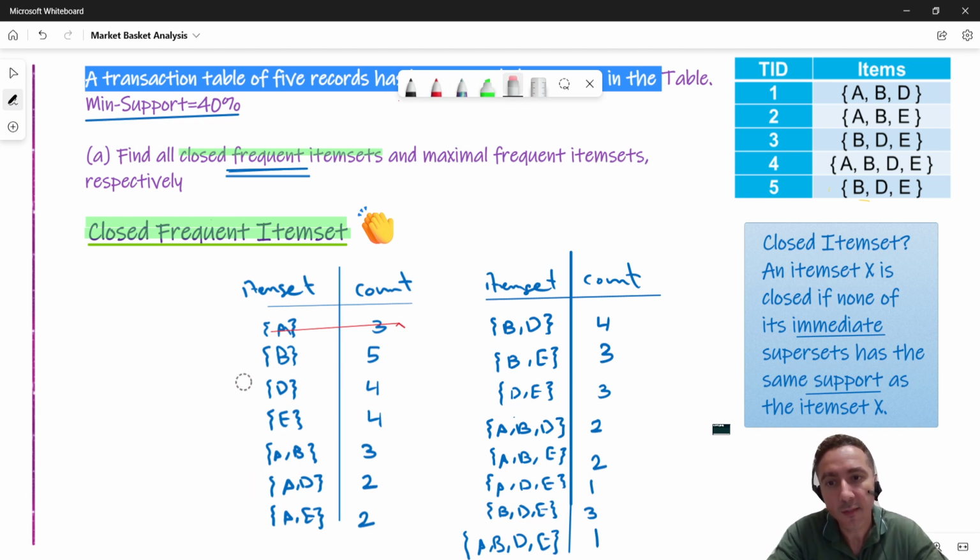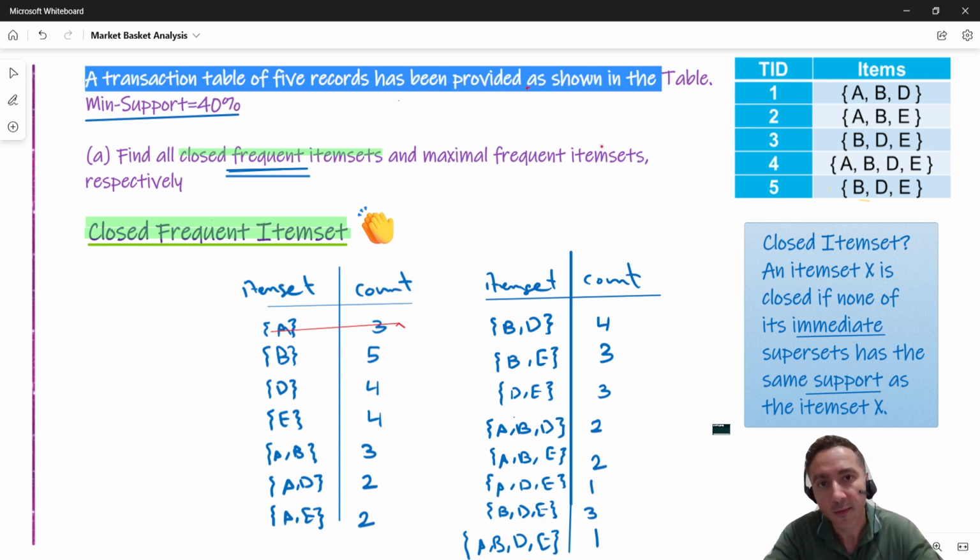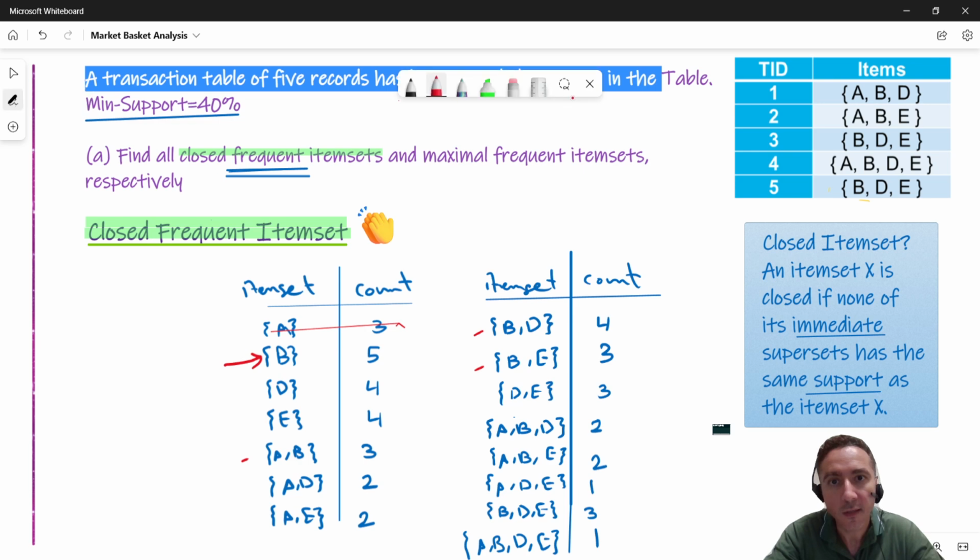Okay, so let's start inspecting the second one. The immediate supersets for B would be this one, this one, this one. Do any of these immediate supersets hold the same support count? No. Here it is 5, none of these has 5. Then this is a closed item set.